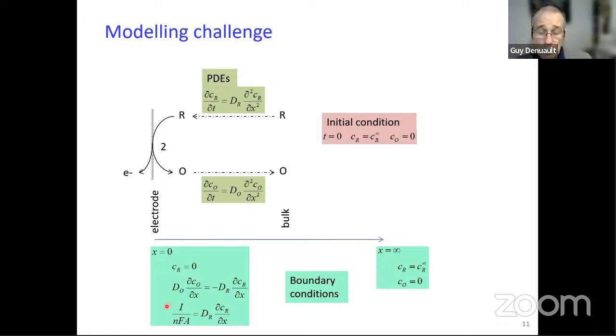The other thing I want to do on this electrode is to calculate the current. So the way to relate the current to the flux of reactant is simply to write it like this. You lump together the constants. We like to keep the diffusion coefficient on this side because this is the flux. So that's what we want to simulate essentially, is we want to solve these equations taking into account these initial conditions and boundary conditions.